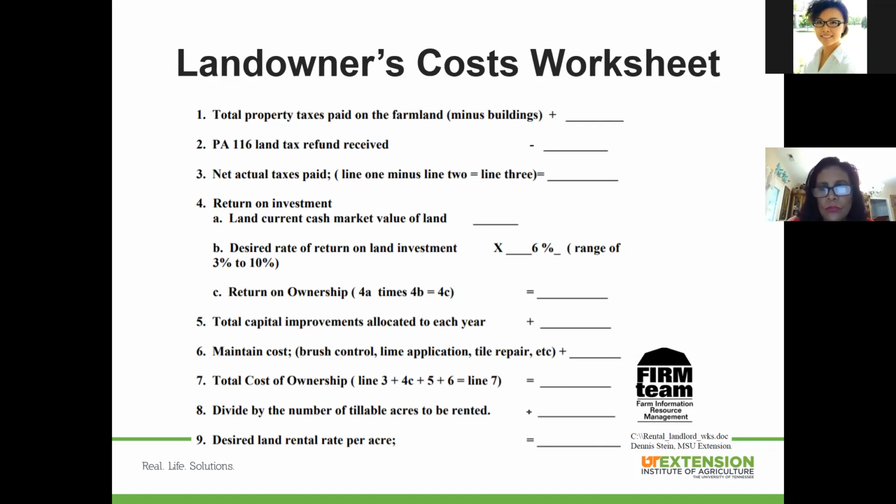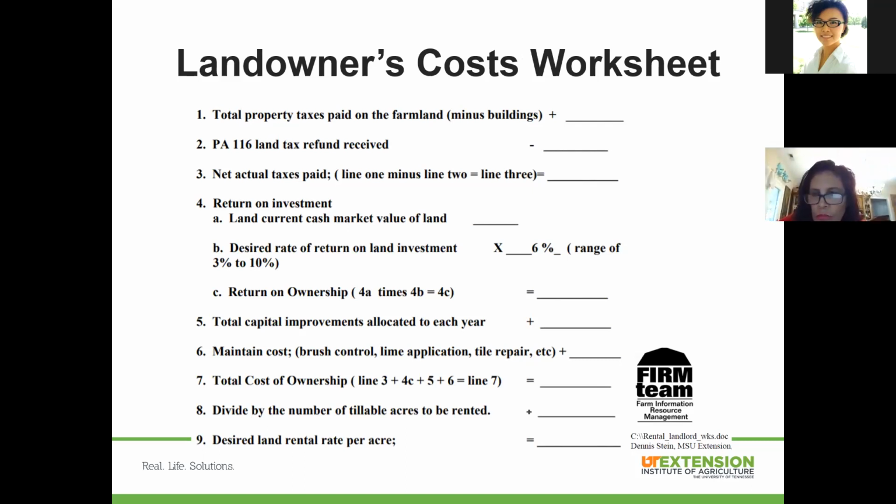So total capital improvement allocated to each year, that could be fencing, repairs, maintenance cost, brush control, lime applications. Most of the time, the operators take care of that. But maybe something like gravel for parking or things like that need to be worked into the cost of ownership as well. So then you have a total cost of ownership.